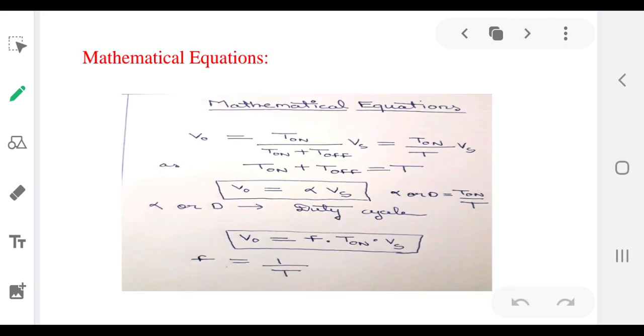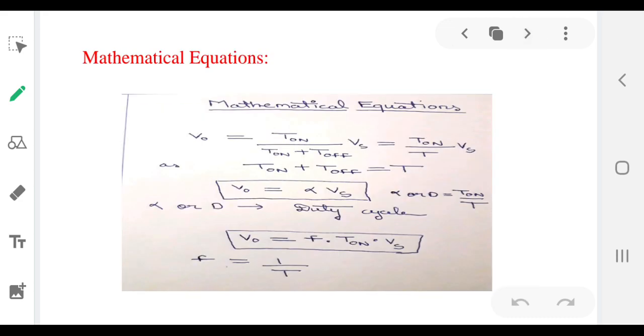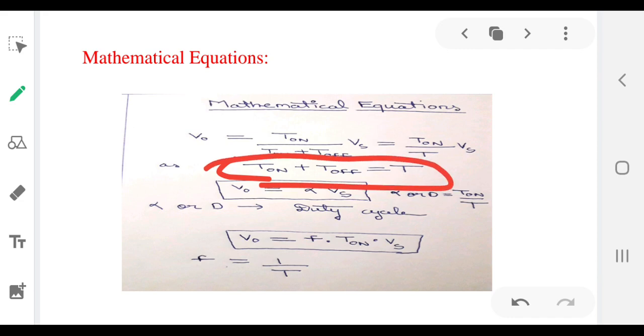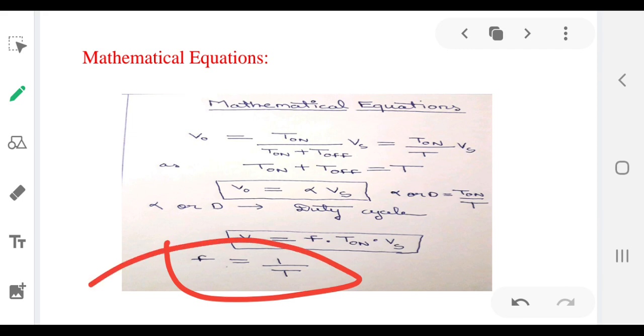Now we will figure out what are the equations which relate output voltage to input voltage. As by the waveform, you can see that V0 is equal to Vs for the turn on period. Now V output is a periodic function whose period is T. And what is the value of T? The value of T is T on plus T off. This is the time period of that periodic waveform, and its frequency f is equal to 1 by T.